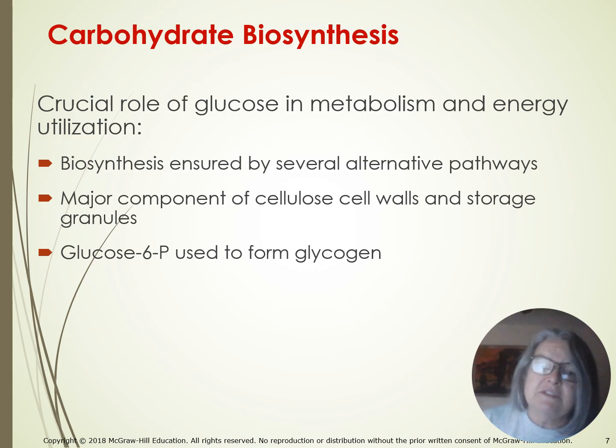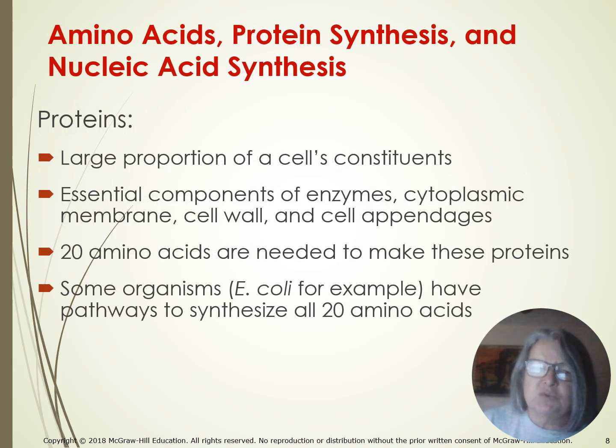Building cell walls, using carbohydrates to build cell walls, whether it's cellulose if it's a plant cell, or the carbohydrates to go into other cell walls and to form glycogen storage units. Amino acids or proteins rather are a large portion of the cell's constituents, and they need to be made. E. coli can make all 20 amino acids. None of them are essential, so all of them, they have biosynthetic pathways that they can use. And of course, these are the building blocks to make proteins.